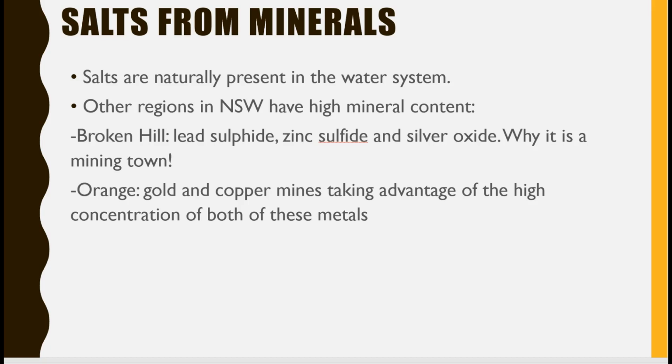So Broken Hill is a big mining town, and lead sulfide, zinc sulfide, and silver oxide are in high quantities there, or have at least been in the past, and that's what makes it a mining town. They're mining these for those resources that they can use for other products and of course make money. Orange is another town, gold and copper mines, again the high concentration of these metals there.